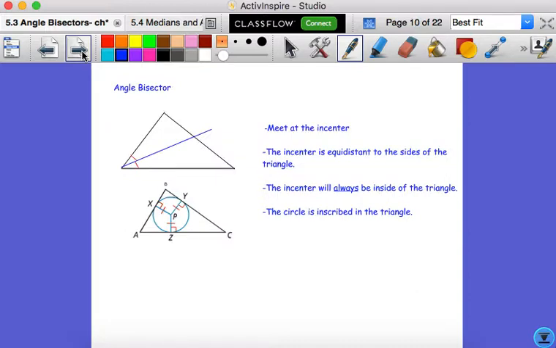Now I would pause the video here and write down all of the key components of an angle bisector. The angle bisector will have a point of concurrency called the incenter. The incenter is equidistant to the sides of the triangle, and it will always, always, always be inside of the triangle. Since it's the same distance to each side, it will allow us to perfectly inscribe a circle inside of that figure. Again, pause the video here if you need it to jot down any information.